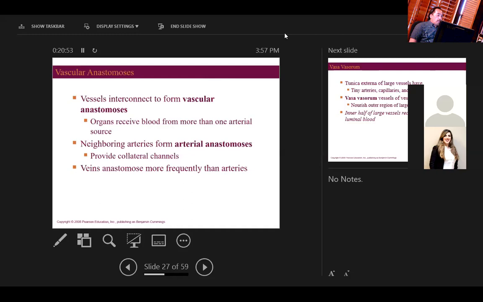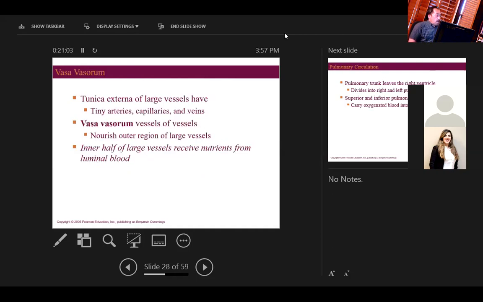But the veins actually anastomose mostly. They sometimes look like nets, okay? But arterial anastomosis happens also. Now, anastomosis means it's spreading out and producing new branches.